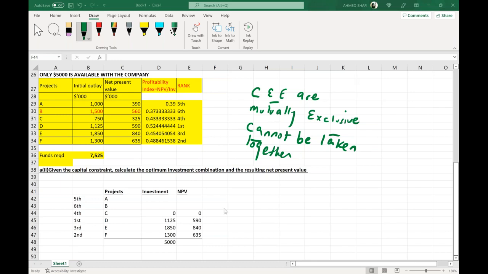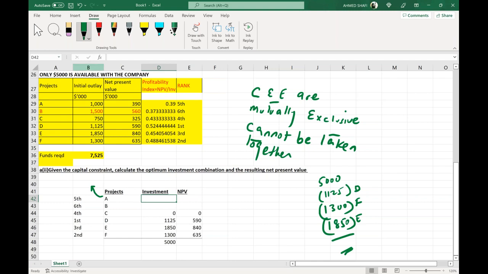Now, after the fourth one, where should you go? Fifth, A. A requires how much investment? 1,000. But if you see, you had 5,000 with you. 1,125 was taken by D. Then you went to F, 1,300 was taken by F. Then 1,850 was taken by E. So just keep an eye: 5,000 cash was available, 1,125 was taken by the first one, 1,300 by the second one, 1,850 by the third one. So you are only left with 725. A requires investment of 1,000. You don't have 1,000. You only have 725.